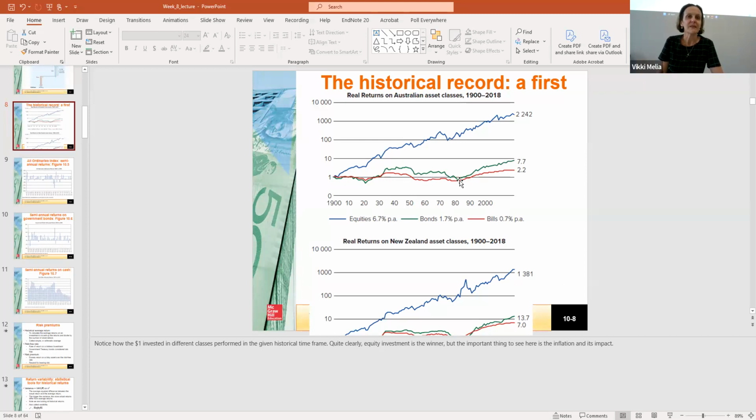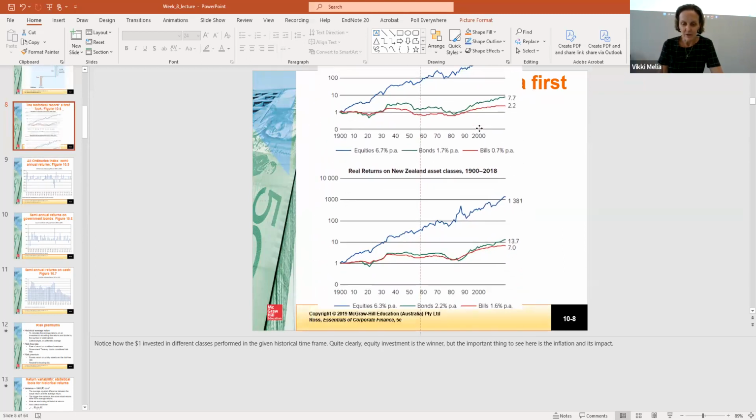So is it timeline? Is it $1 invested at 90 that you're looking at? It started at 1900. Are we comparing $1 invested in 90 or invested in that year?